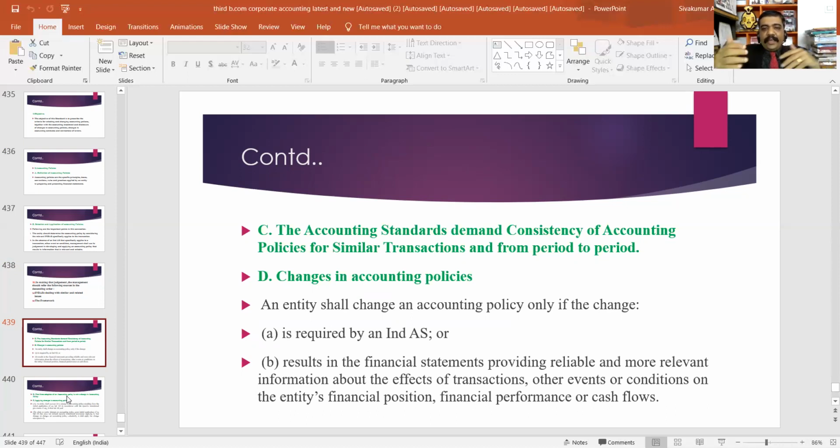Then, how can you change an accounting policy? An entity shall change an accounting policy only if the change is required by INDAS, or results in the financial statements providing reliable and more relevant information about the effect of transactions, other events or conditions on the entity's financial position, financial performance, or cash flows. So an entity can change accounting policies on two occasions: first, when required by INDAS; second, when it results in more relevant information.